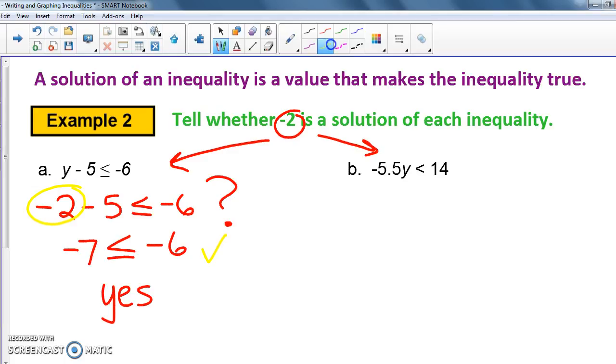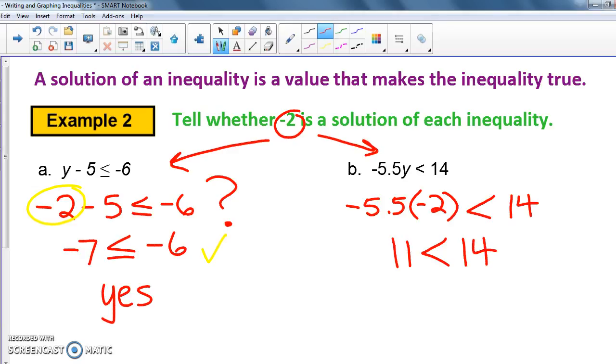Let's take a look at B. Negative 5.5 y is less than 14. Okay, so let's put a negative 2 in here. And then remember we have hidden multiplication here, so that's going to give us 11. And then we ask ourselves, is this true? Is 11 less than 14? Yeah. So this is also a solution. Okay, make sure you have all of this copied down, including the problems, not just the answers.